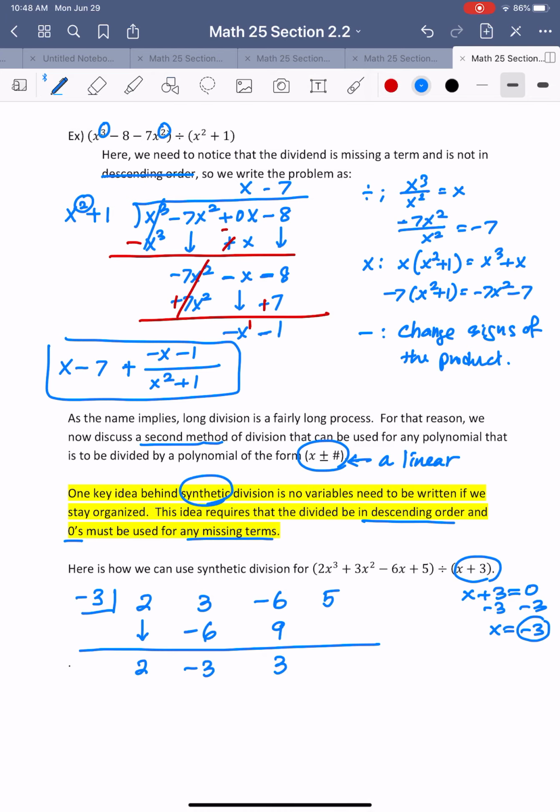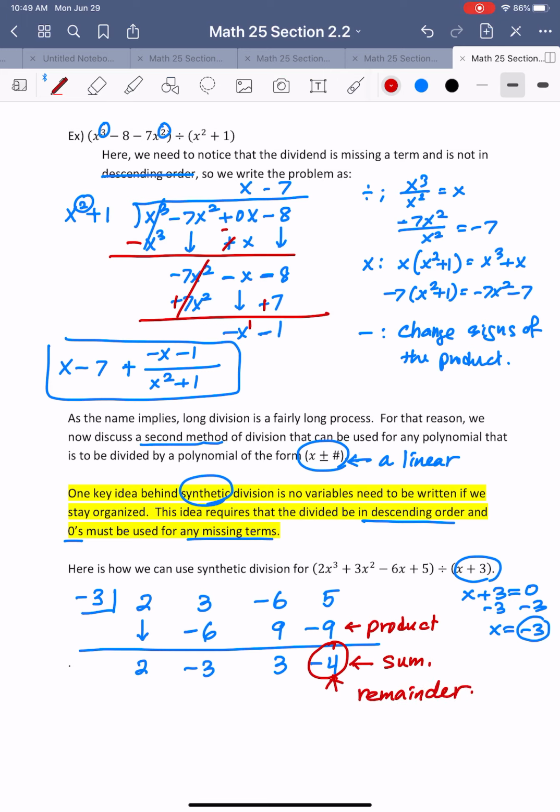And then multiply again, negative 3 and 3, which is going to be negative 9, and combine 5 and negative 9, which is negative 4. So that's it. We do only the two operations. We add, we multiply. So the second row is all products, and this is actually the sums. And then the last number is actually the remainder.